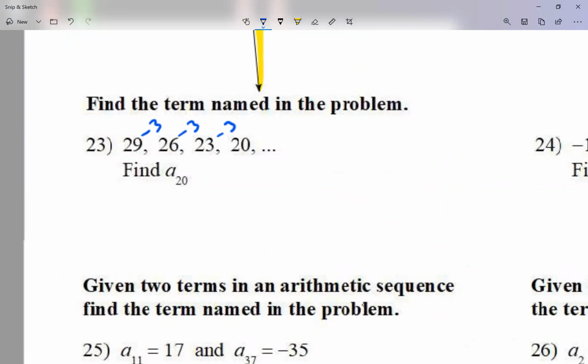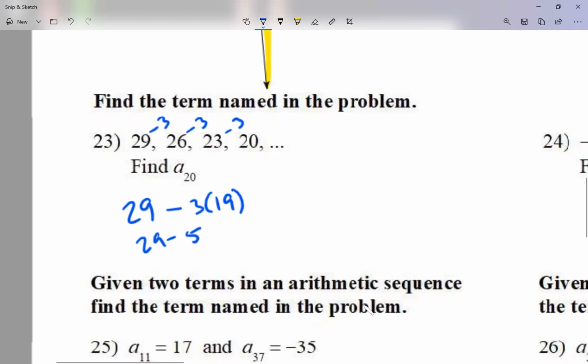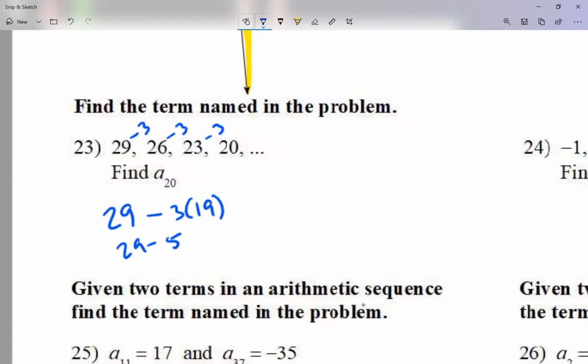I want to find out what's the 20th number on the list. So I'm just going to go 29. That's my first number. And I'm going to subtract 3 19 times, right? Because you start subtracting from the second number. Now I have to multiply 3 times 19 before I do the subtraction. I know 3 times 19 is 57. So I have to go 29 minus 57. Let me see this right here.